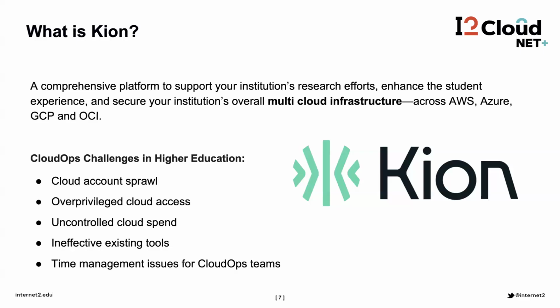Second, overprivileged cloud access. Either it's entirely manual or identity providers are configured to grant uniform privileges across all users, creating security vulnerabilities. Third, uncontrolled cloud spend. It often lacks accountability. Individual teams operate independently with their cloud resources, making cost management difficult. Fourth, ineffective existing tools. Many find and fix tools generate thousands of remediation items, ultimately creating more work rather than solving core problems. And finally, time management issues for cloud ops teams.